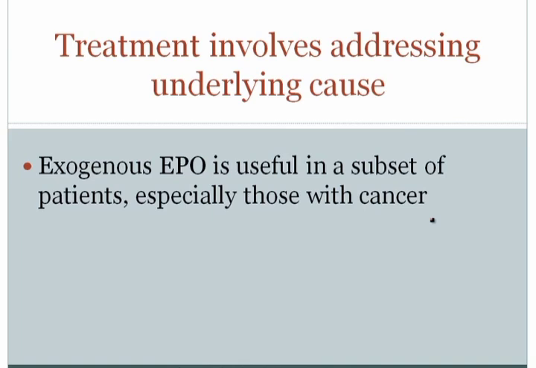Another important treatment could be erythropoietin. Remember that one of the effects of hepcidin is to actually decrease the production of erythropoietin, and giving exogenous erythropoietin is particularly useful in a subset of patients, especially in cancer patients. So if patients have cancer and anemia of chronic disease associated with that, erythropoietin can be particularly helpful in those patients.